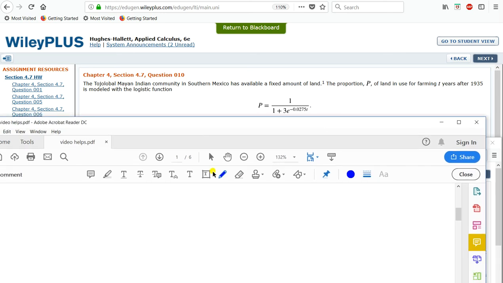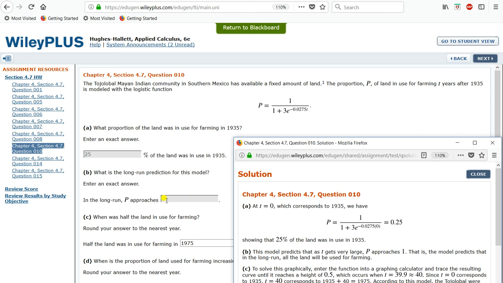Okay, so when T is getting very large, you get 1 over 1 plus 3 e to, for example, e to negative infinity. It's very large for T. And e to the negative infinity is equal to 1 over e to infinity. And 1 divided by a very large number becomes 0. So 0 here times 3 is 0. So 1 divided by 1 should be around 1. So that is why you get 1 in the long run.